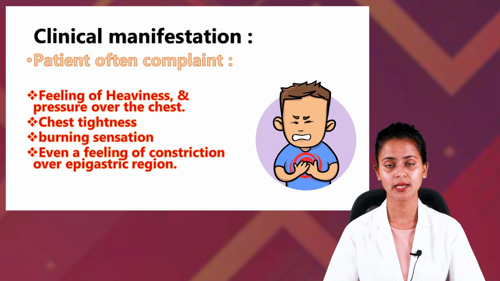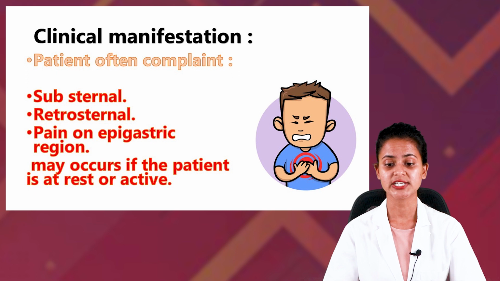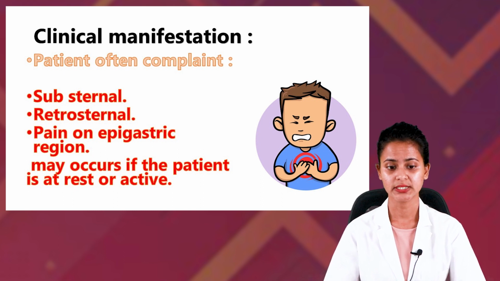A patient would be complaining about heaviness over the chest, a pressure, even tightness. Sometimes there will be a burning sensation, constricting in nature, in the epigastric area basically. Substernal chest pain, retrosternal chest pain, and the epigastric region will have so much pain. The patient will basically complain about pain over the substernal, retrosternal, and even the epigastric region. Now, this may occur whether the patient is at rest or active; at both times, the person can actually complain of this chest pain.